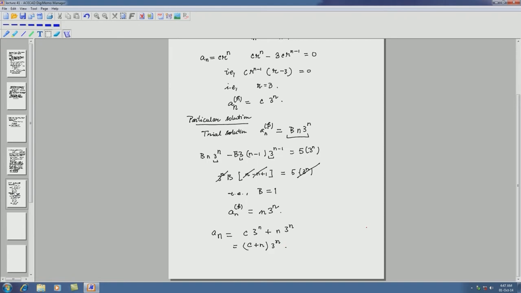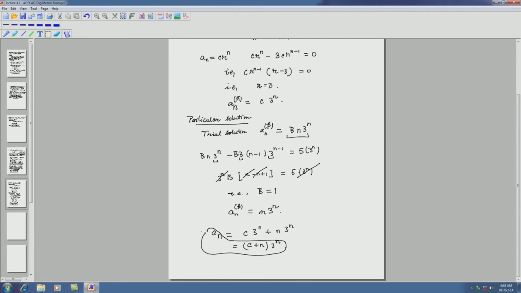Now, if this recurrence relation arose from some real world application where people knew that a_0 has a certain value, then they could have substituted the value of a_0 in the general solution to obtain the value of c, and then they could have gotten a particular solution that agrees with the problem or model or natural phenomena that they were observing.